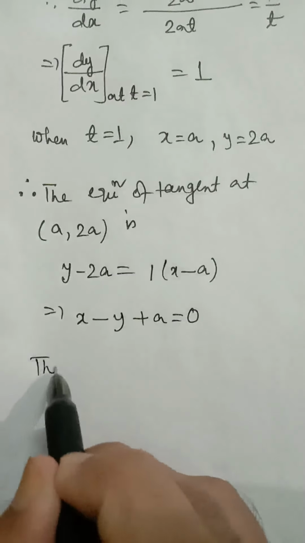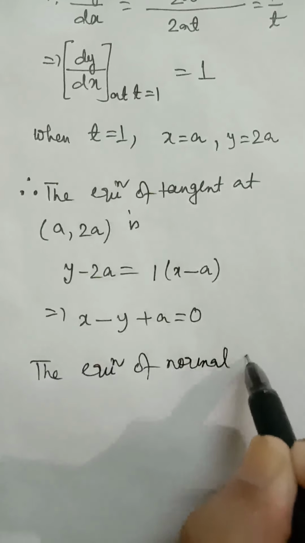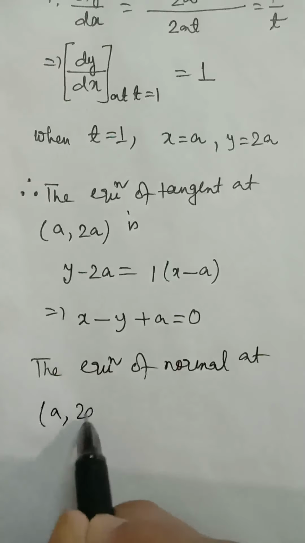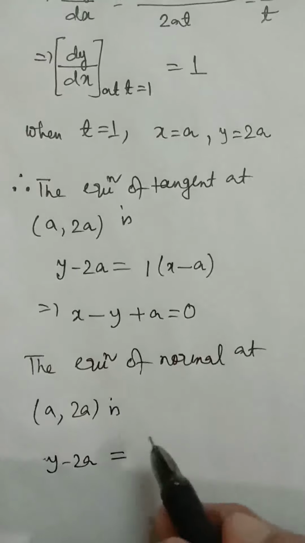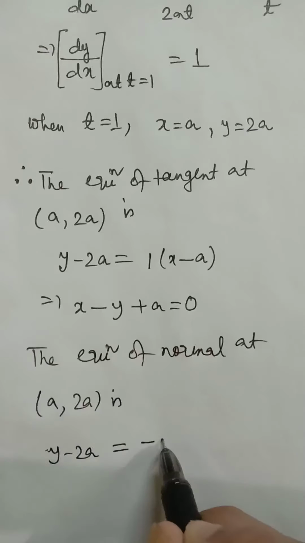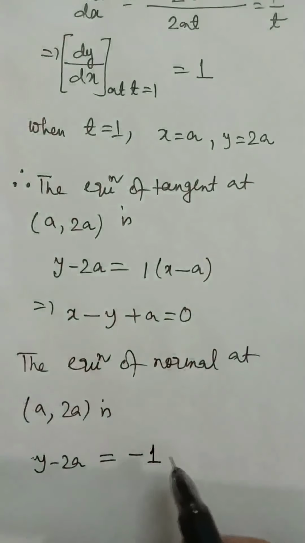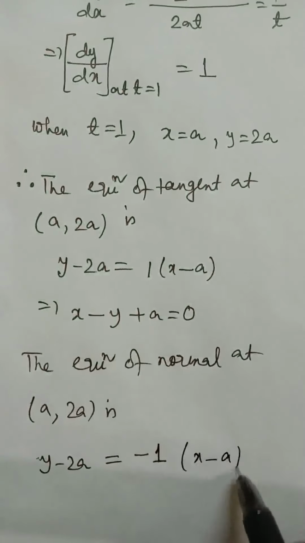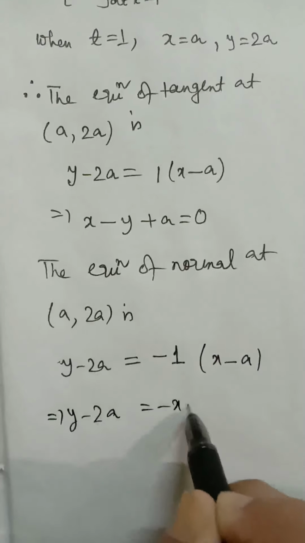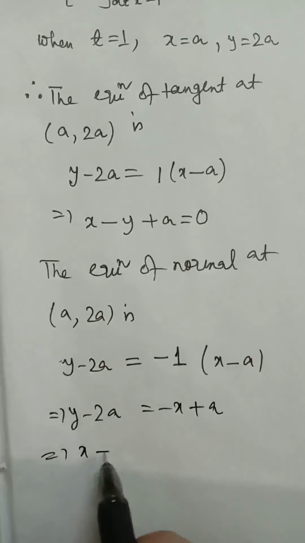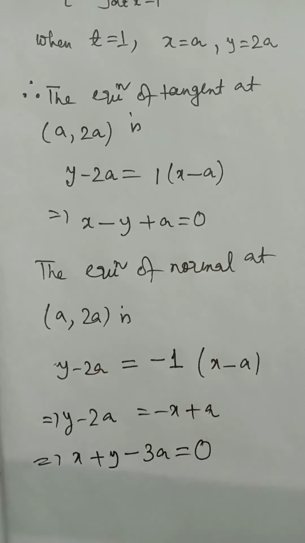Next, the equation of the normal at (a, 2a) is y minus 2a equals minus 1 by dy by dx. Minus 1 by dy by dx is minus 1, so minus 1 into x minus x1. So this will be y minus 2a equals minus x plus a, that is x plus y minus 3a equals 0. This is the equation of the normal.